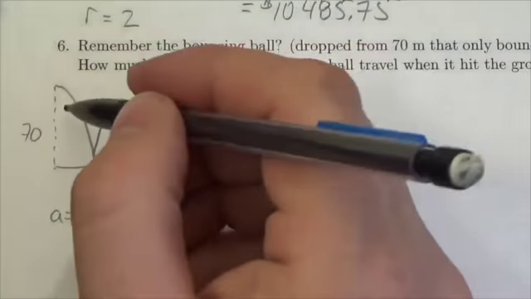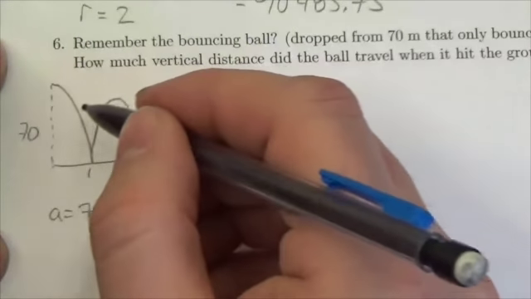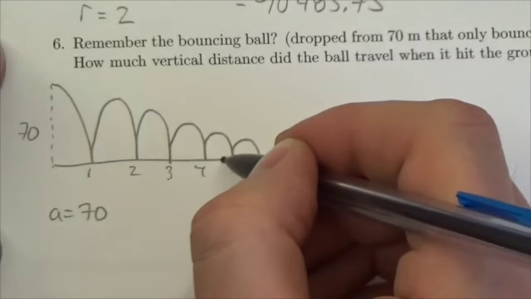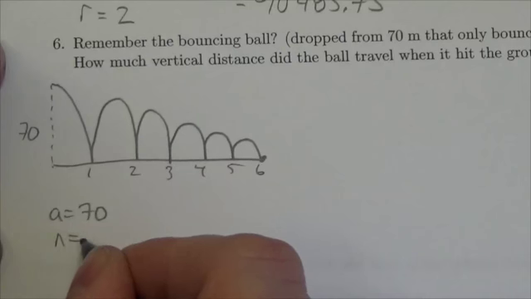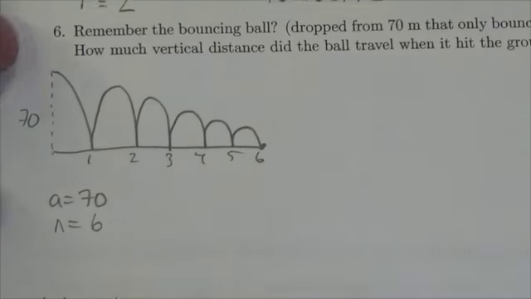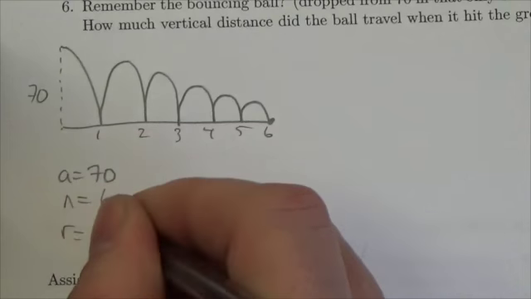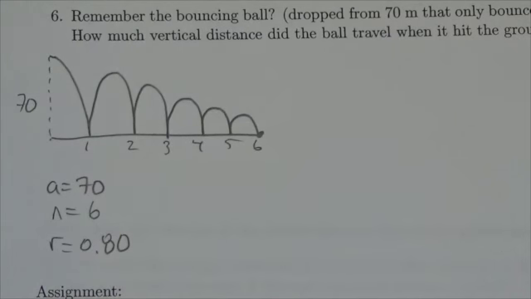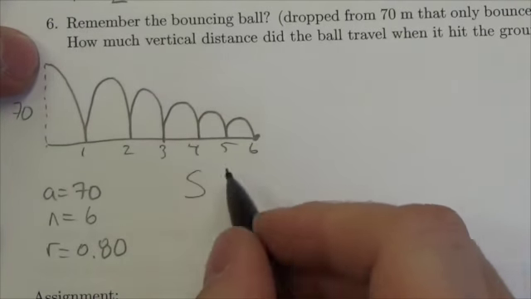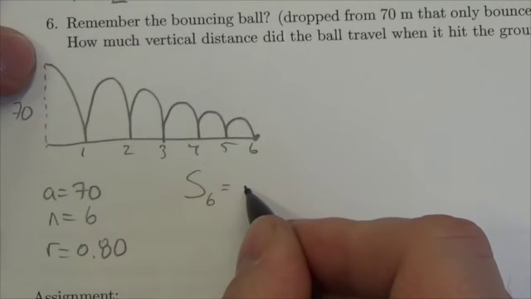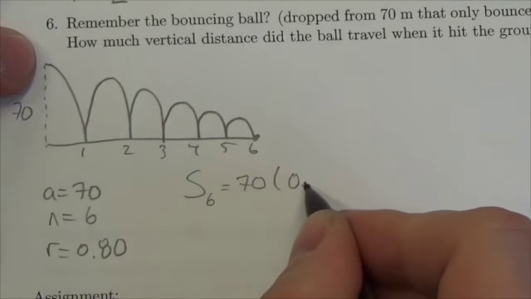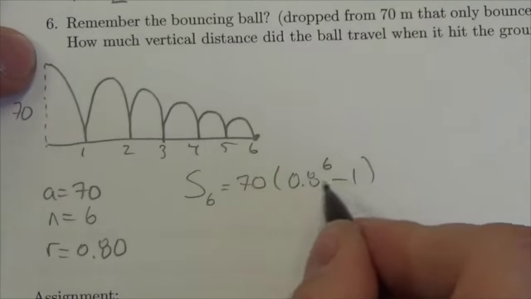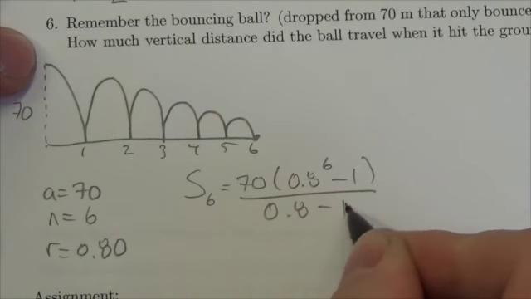Now, in this case, if I just count up the heights that I'm adding, it's this height, then this one, this one, this one, this one. That's term 1, 2, 3, 4, 5, 6. I've actually only got 6 terms here. And now the last bit I need is my r. I need to know what I'm multiplying by, and in this case, I'm multiplying by 0.8. So the sum of these 6 terms will be 70 times (0.8 to the 6 minus 1) all over 0.8 minus 1.